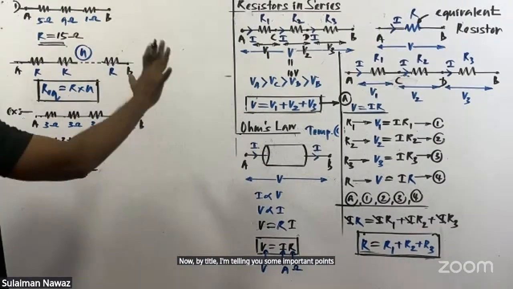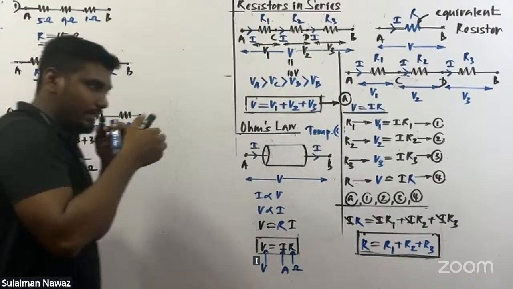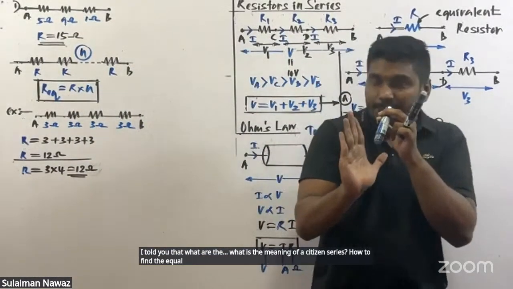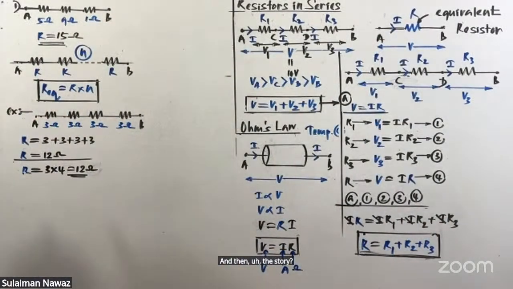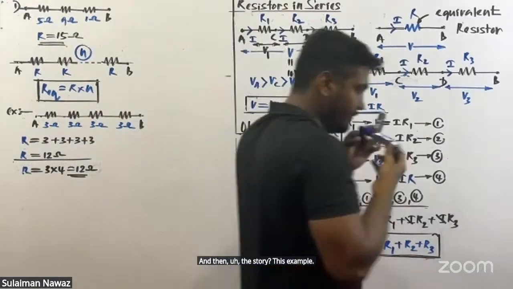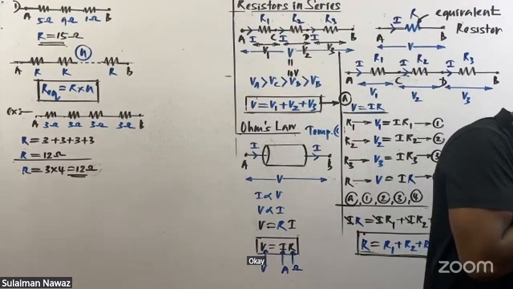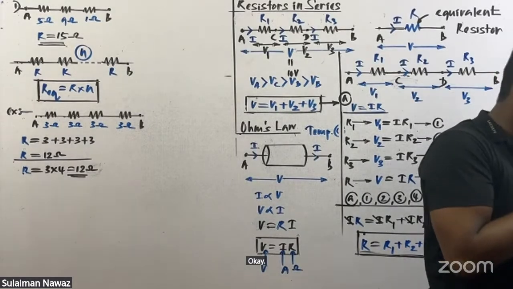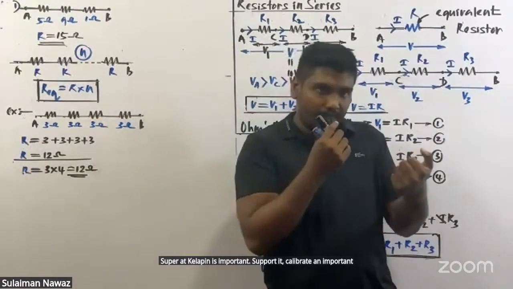Now we understood what an equivalent resistor is. I told you the meaning of resistors in series and how to find the equivalent resistance. That story I also explained, and then this example. Write this in red pen, it is important. Anyway, you will learn this in upcoming lessons also.